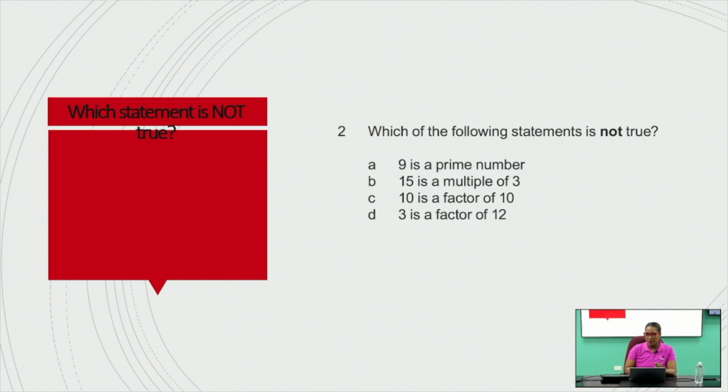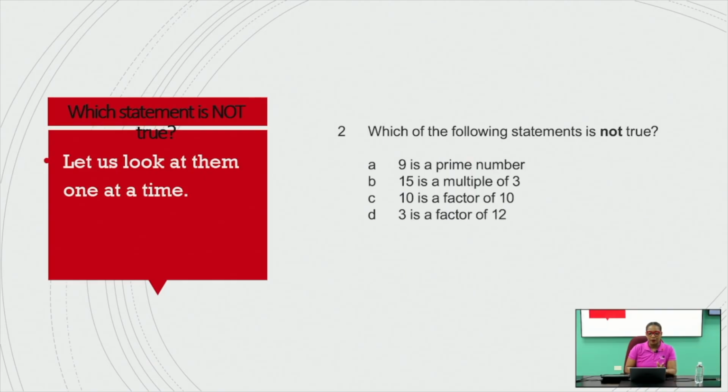Is 9 a prime number? What are prime numbers? Prime numbers are numbers that only have 2 factors, one and itself. How many factors does 9 have? It has 3 factors. It has 1, 3, and 9. So 9 is not a prime number. Let us examine the other 3 to make sure we're there.